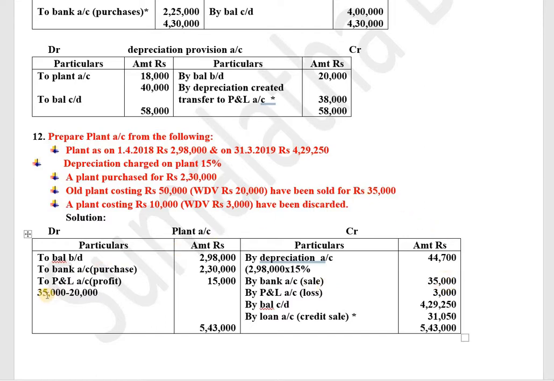With that, we got a profit that has also been recorded to the P&L account, profit 15,000. 3,000 worth of plant has been discarded. That is a loss, so P&L account loss 3,000. So totally the debit side you get 5,43,000. Take the same and minus all this value, you will be getting 31,050. That is your by loan account, the credit sale. This is the balancing figure we have found out.